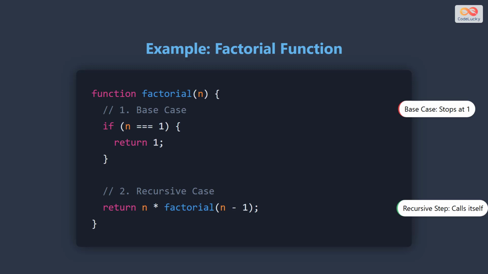Let's look at a classic example, calculating a factorial. Here we have a function called factorial that takes a number, and notice the structure. If n is 1, we stop and return 1. This is our base case. If n is not 1, we multiply n by the factorial of n minus 1. This is the recursive step.